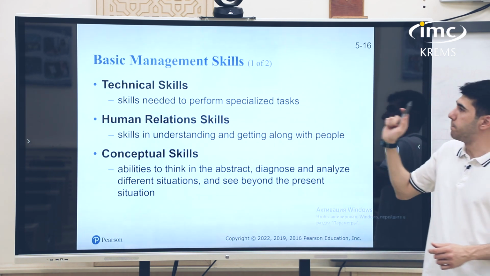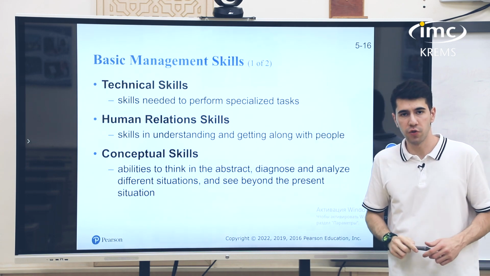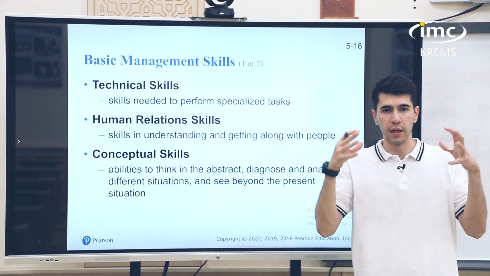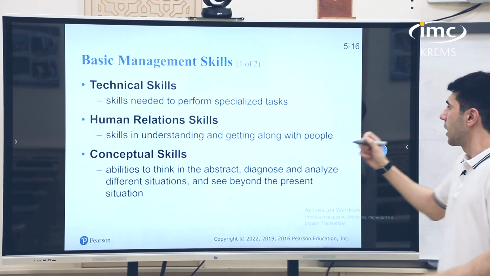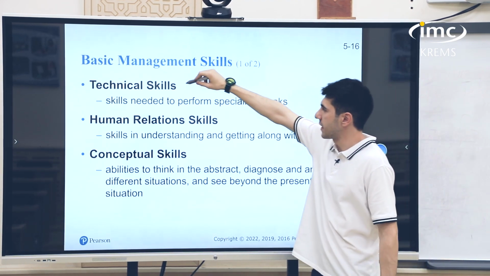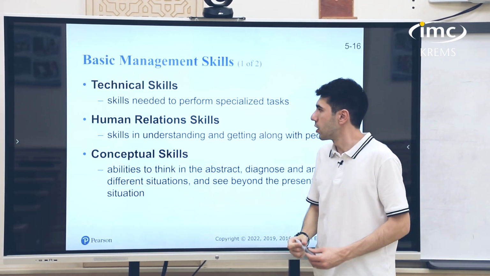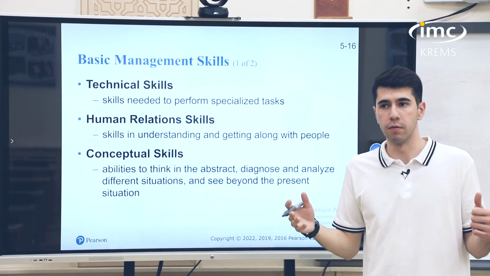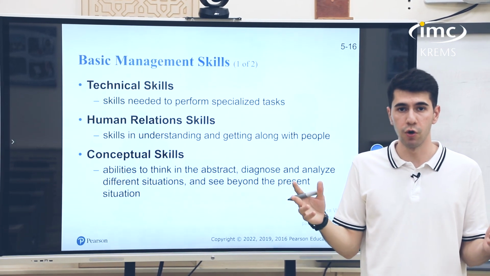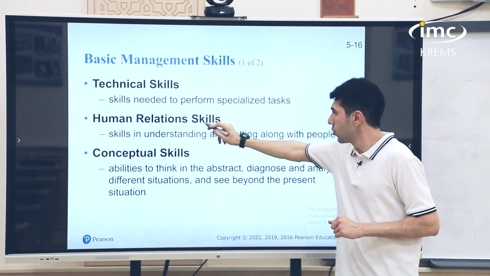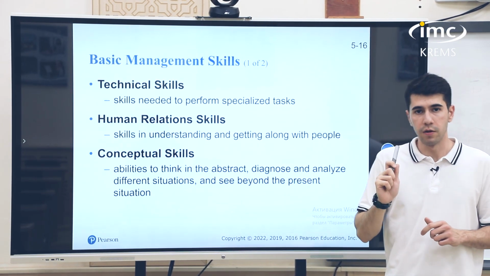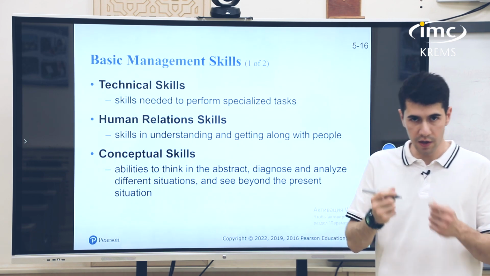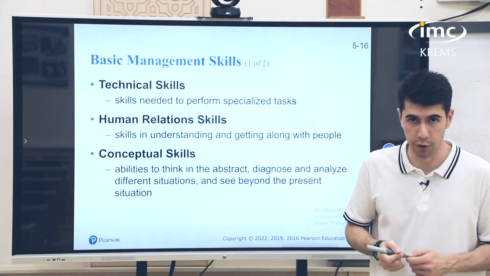So let's talk about basic management skills. Those skills are very important nowadays as we are living in the management sphere. First of all, it's technical skill. Technical skills are needed to perform specialized tasks, for example, the assembly line of cars. Human relation skills are skills in understanding and getting along with people. In this case, communication skills will help you.